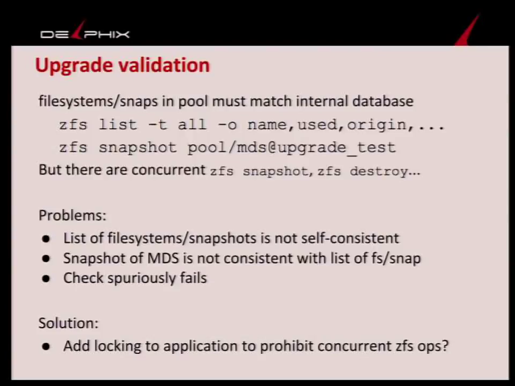We were doing this for real in production, and we kept getting these spurious failures of our validation that would say the database says that this file system should exist, but then when I go look at the ZFS list, the file system isn't there. This seems like a problem. We need to go investigate, and then we spend a lot of support and engineering time to go figure out what the heck is going on there, only to discover everything is fine on the customer system. It's just that the snapshot that we got was inconsistent.